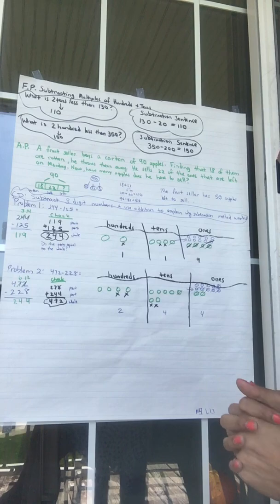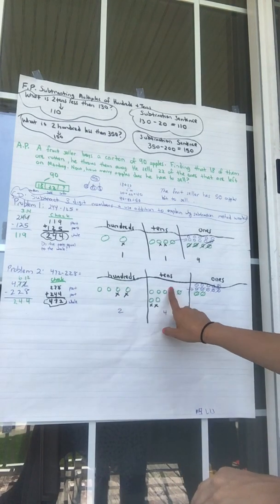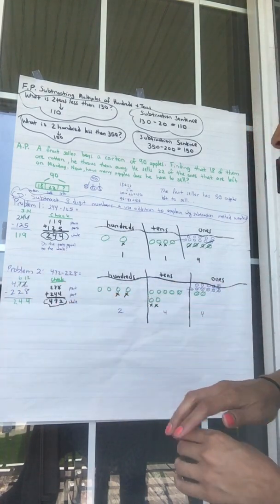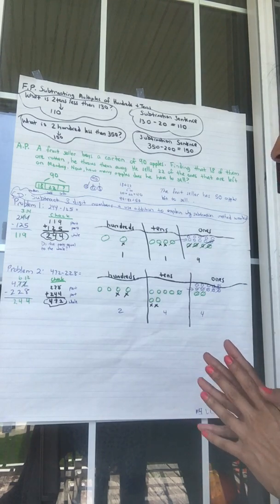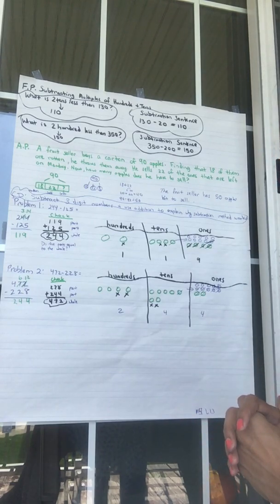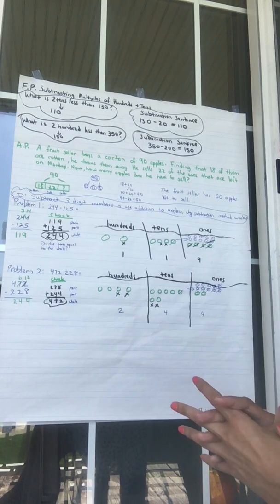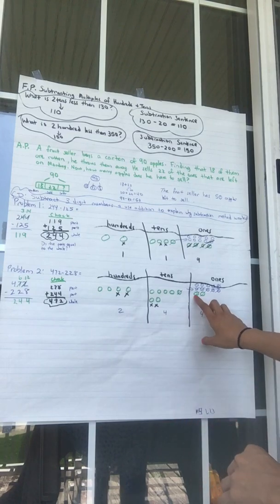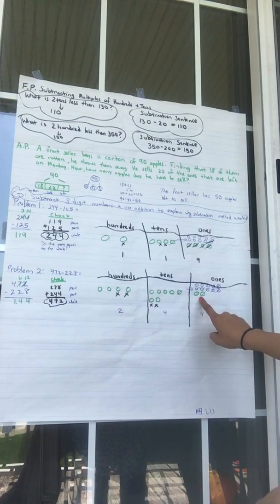Firstly, I'm going to represent the 472. I'm going to also represent the problem vertically. Do you see that? Okay, good job. Now I have to take away 228. So let's look at the ones column. I have 2 ones minus 8 ones. Is that possible? No, it's not.